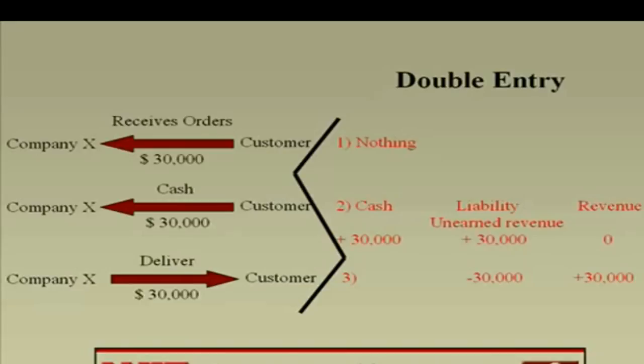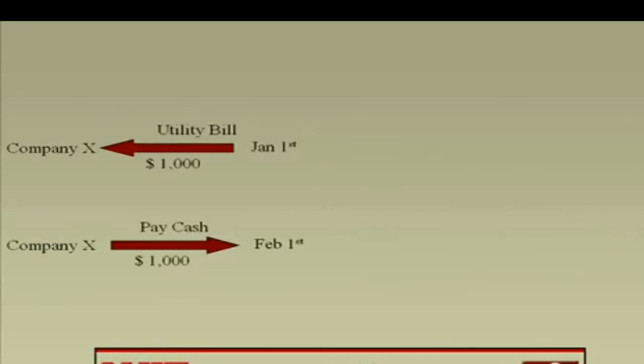Was that difficult to digest? Let's keep going. Now we go to the concept of expense recognition. Have a look at the diagram in front of you. To explain expense recognition, look at the following.